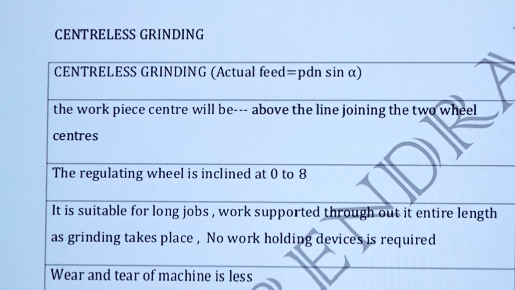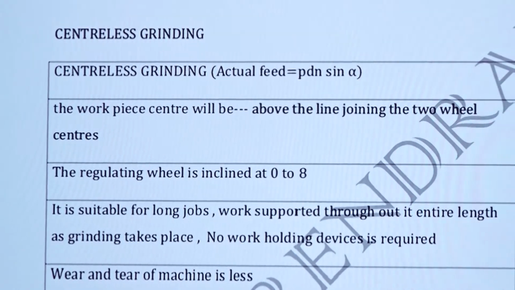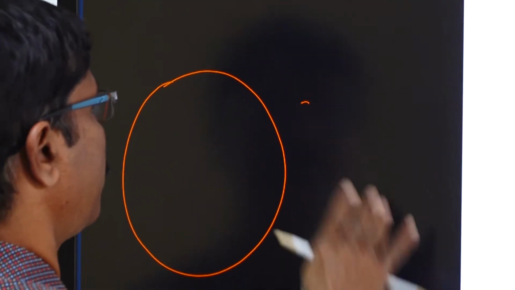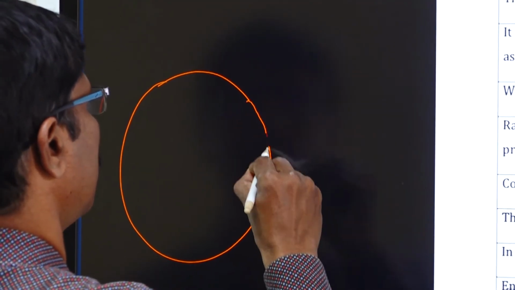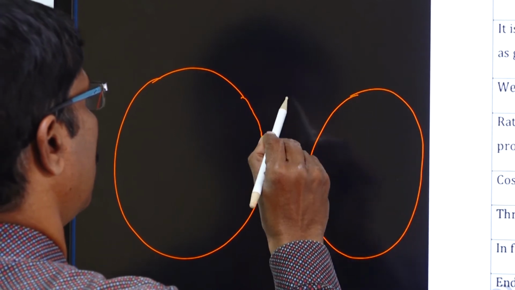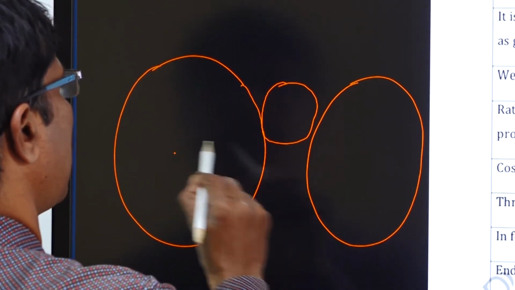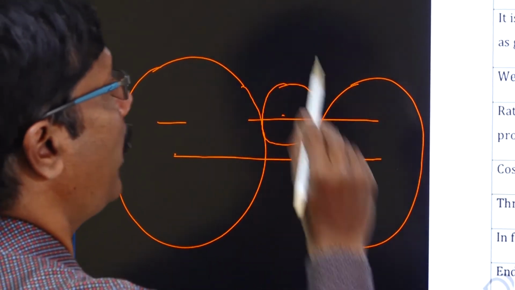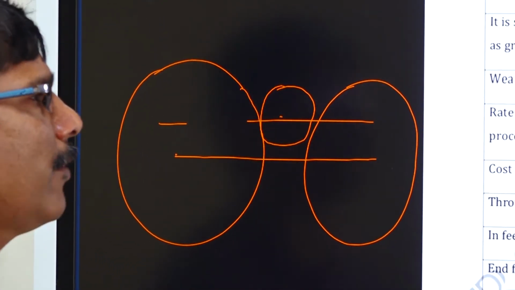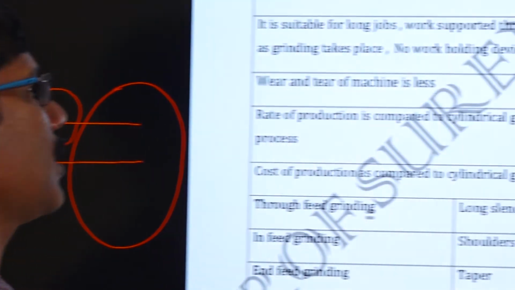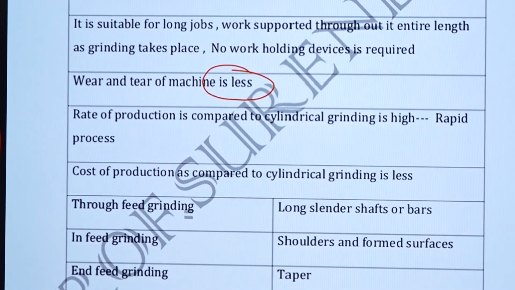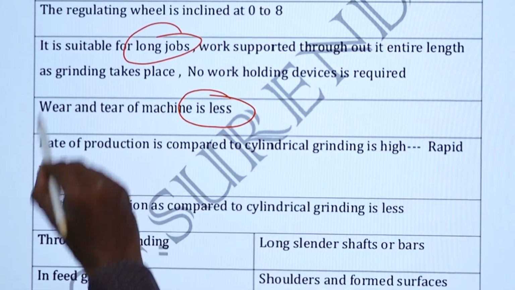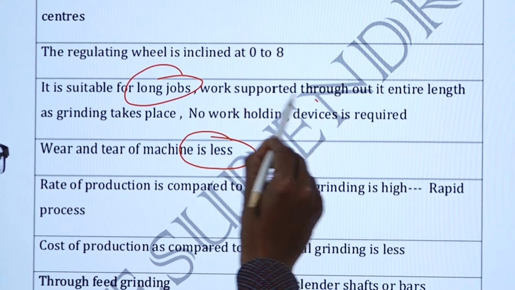Next, the workpiece center will be above the line joining the centers. So this is the center of the regulating wheel and the workpiece center here, so it will be above the line joining. The regulating wheel is inclined 0 to 8 degrees. Wear and tear of the machine is less. It is suitable for long jobs, and no work holding device is required.